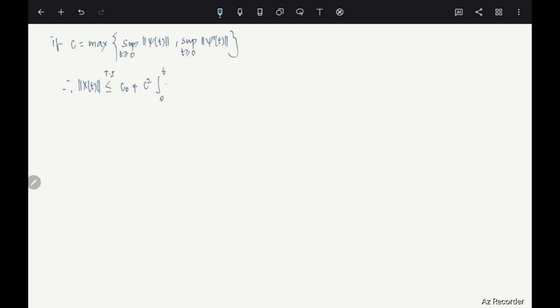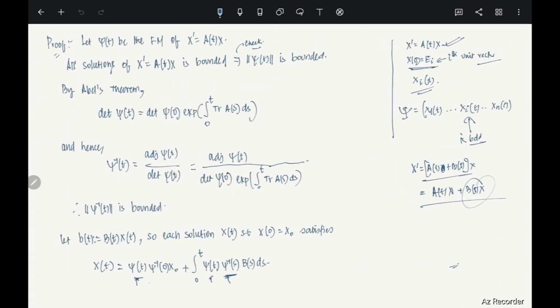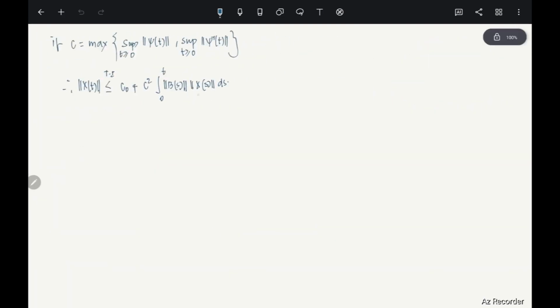The integral from 0 to t of the norm of b of s, and the norm of x of s, ds. Right? That's what we are going to get, because small b is B times x, right? Sorry, I made a small mistake here. This is not capital B, this is small b. Now small b is capital B times capital X, so that is why I just wrote it like this.